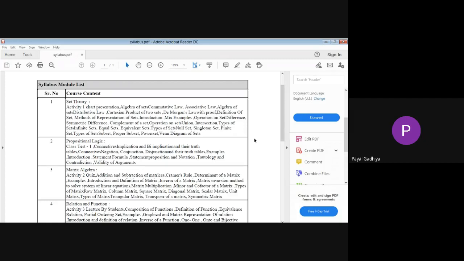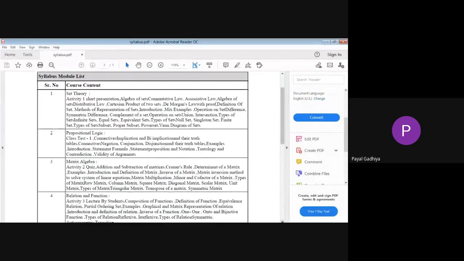It's called commutative law, associative law, algebra of sets, distributive law, Cartesian product of two sets, De Morgan's law, definition, methods. So there will be mixed examples of different types of sets and operations on that. Then we are going to learn types of sets, like equal sets, equivalent sets, null sets, singleton sets. So you might get confused about what all these things are, but whenever we define everything, you will definitely be clear with the concept.